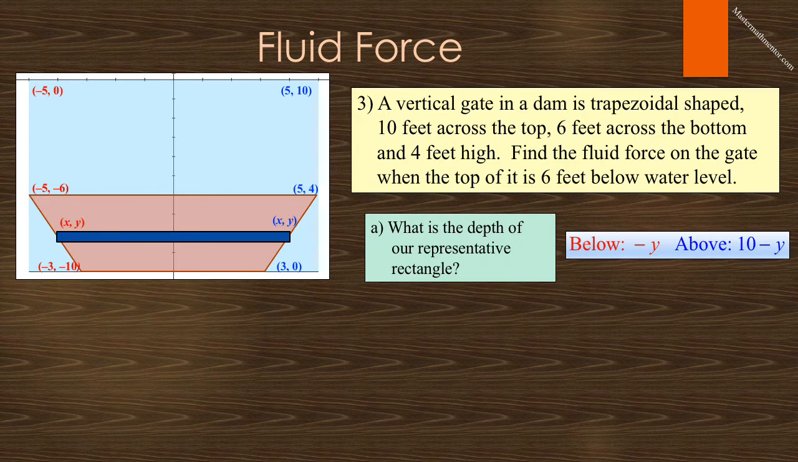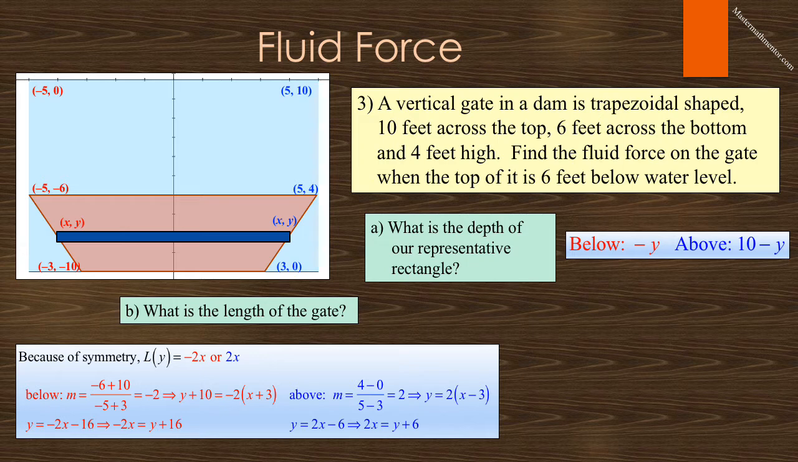As before, we need the depth of our representative rectangle. If the gate is below the x-axis, we use the formula 0 minus y, which is negative y. If the gate is above the x-axis, then the depth is 10 minus y. It's the same as we did on the previous problem.